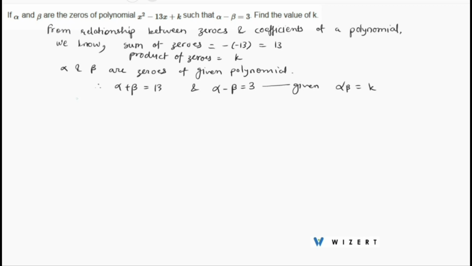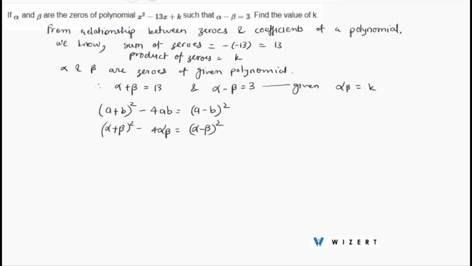Now we know an identity. Let's do this: a plus b whole square minus 4ab equal to a minus b whole square. So using this identity we can simply put the values of alpha plus beta here. So we have alpha plus beta whole square minus 4 alpha beta equal to alpha minus beta whole square.